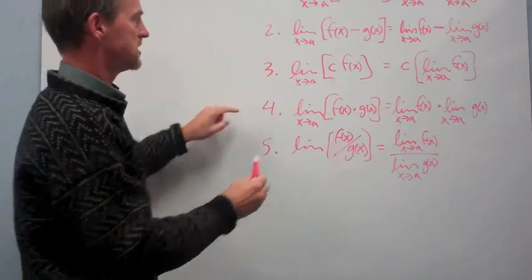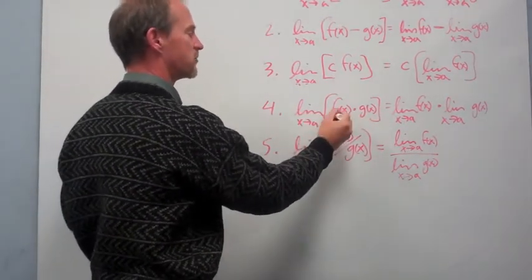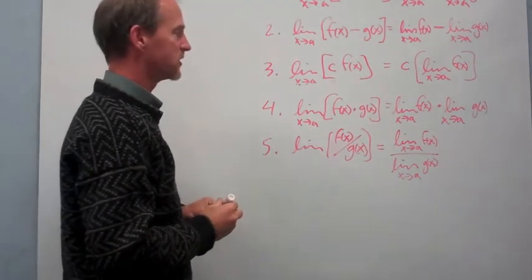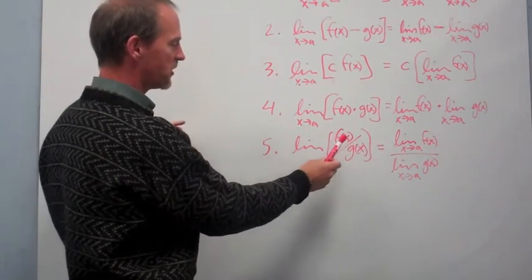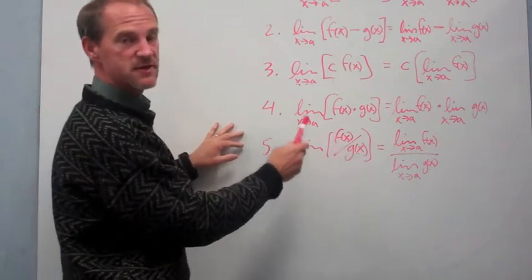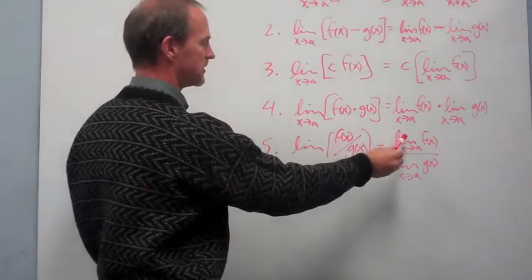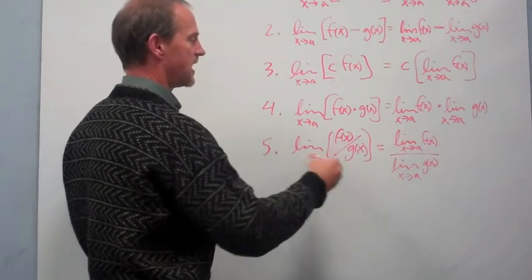Then 4 is the product of 2 limits. The limit of a product of 2 functions is going to be equal to the product of their separate limits. Just as you'd expect, the flip side of that same coin is that if I'm taking the limit of the quotient of 2 functions, I can break them apart and take the limit of the numerator function and then the limit of the denominator function and then divide them.